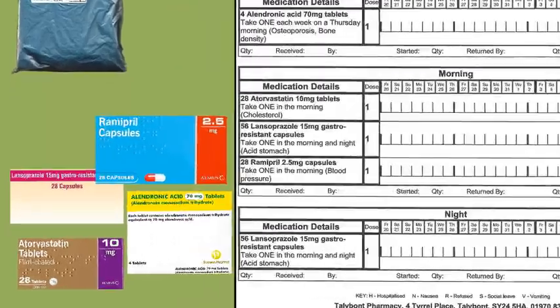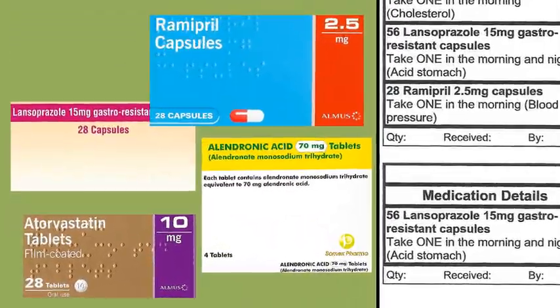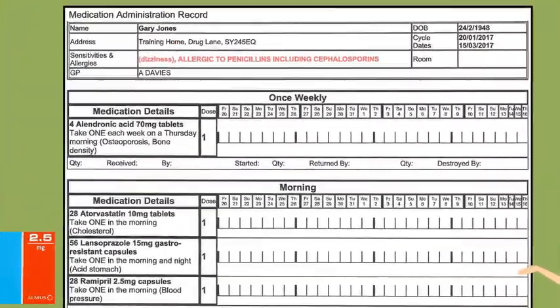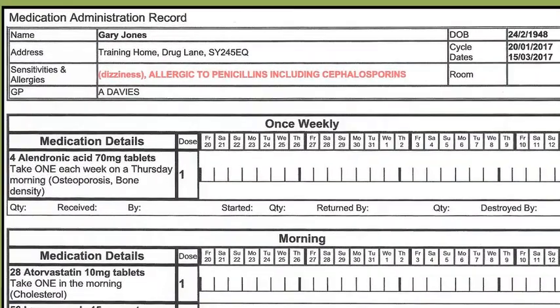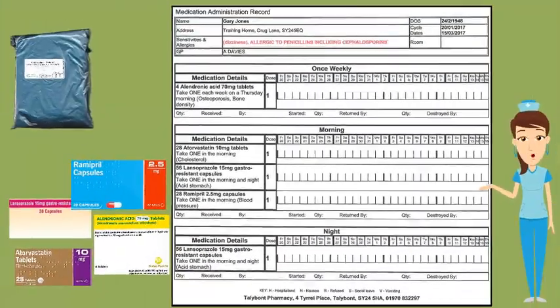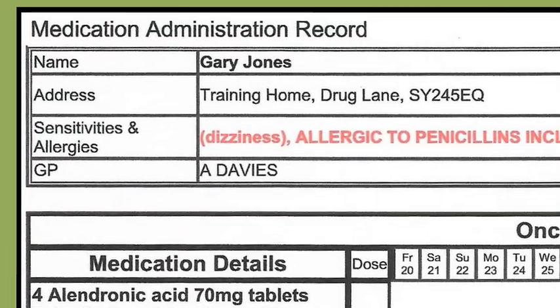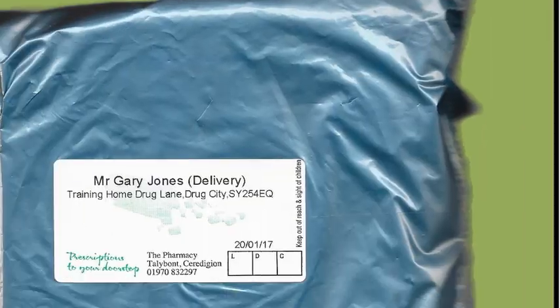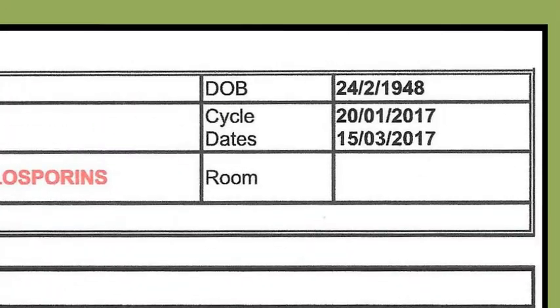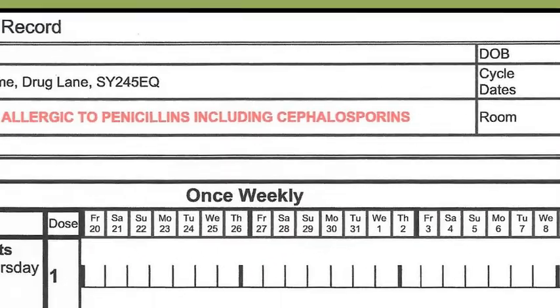The bag will contain the patient's medication and the medication administration record sheet, or better known as the MAR chart. The MAR chart is used to record patients' personal details and is used to record administration of their medication. First, check that the patient's details on the MAR chart are the same as the bag label: name, address. Confirm date of birth and take note of allergies and sensitivities.